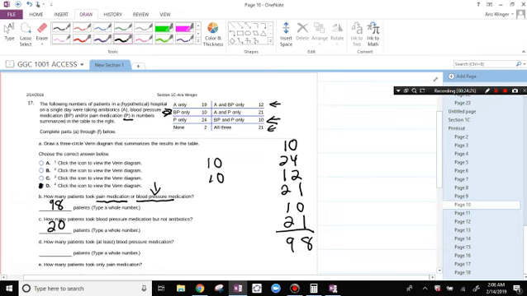How many patients took at least blood pressure medication? So that means blood pressure medication and a bunch of other stuff. So the people who took it only is 10. The people who took it with pain medication is also 10. The people who took it with antibiotics is 12. And some people took all 3. That's 21. 353.